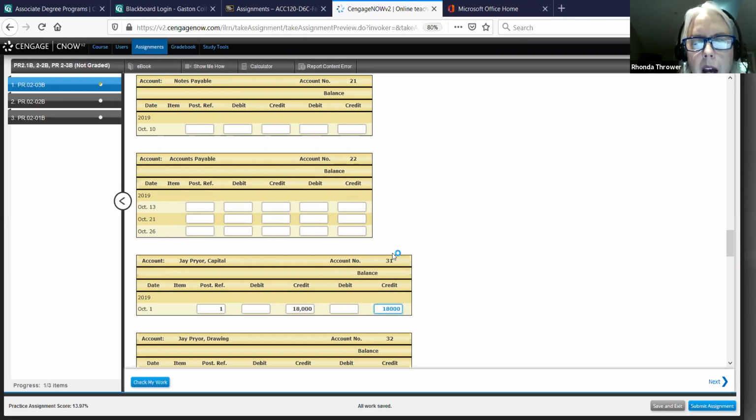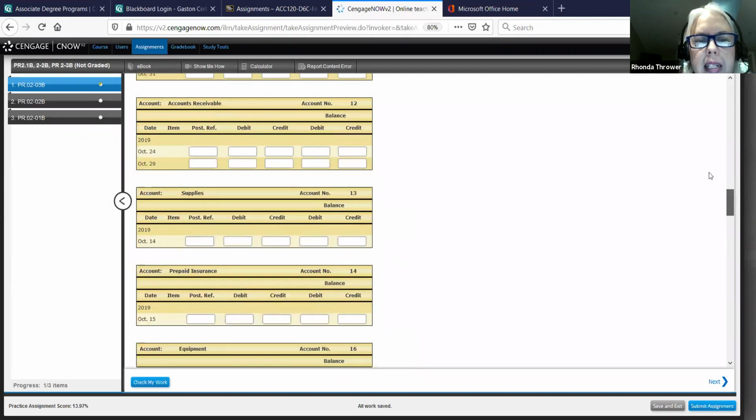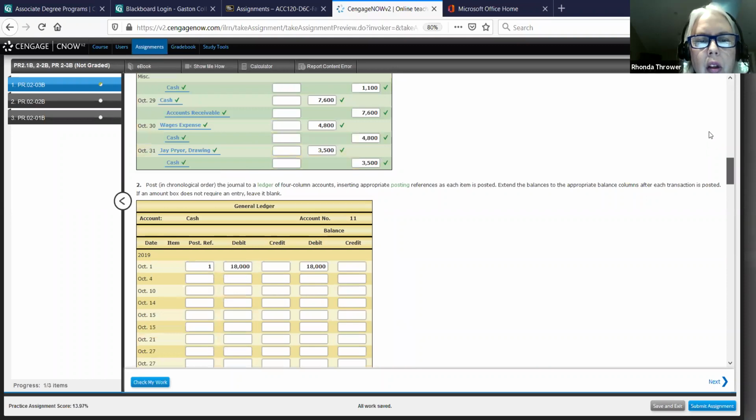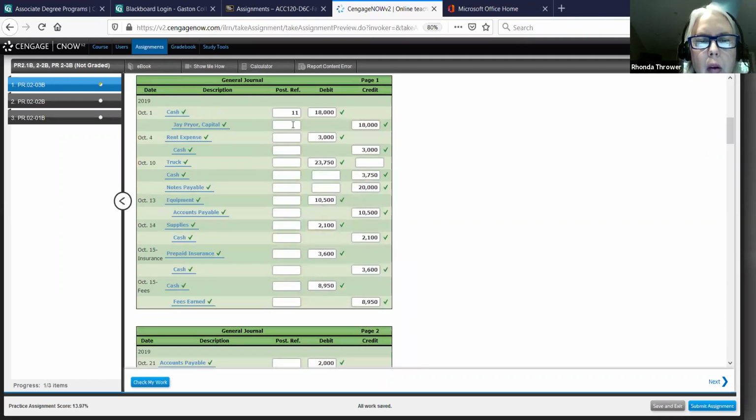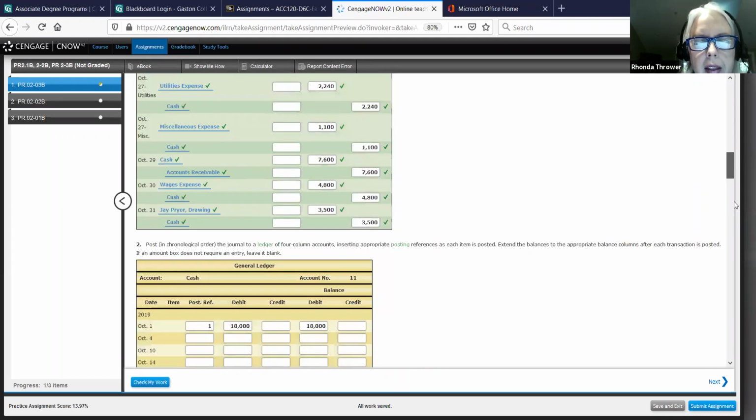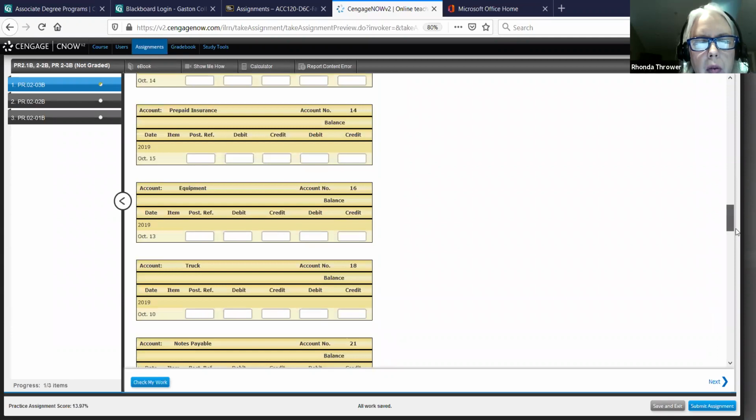Pick up your account number, which is 31, and we're going to place it into the journal to show that we are through posting our accounts. So then we're going to go to rent expense. Rent expense is debited. I'm going to copy to the rent expense account in my ledger the debit. So I'm going to find rent expense.